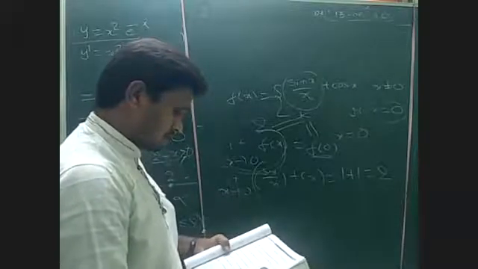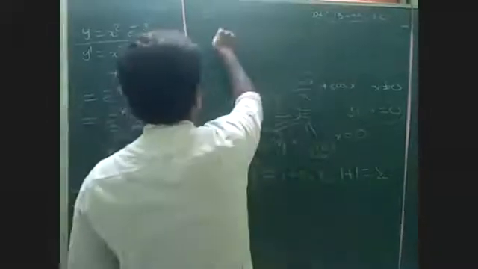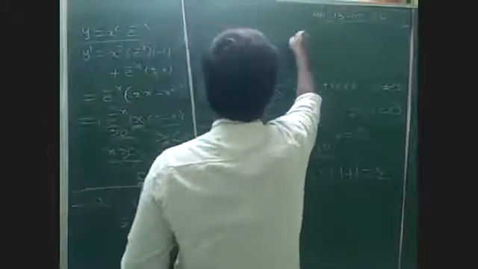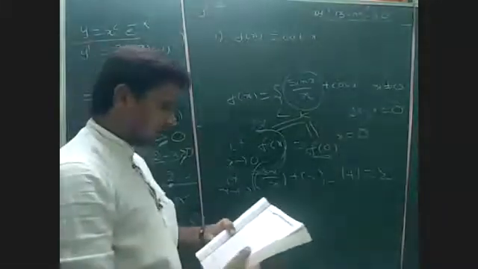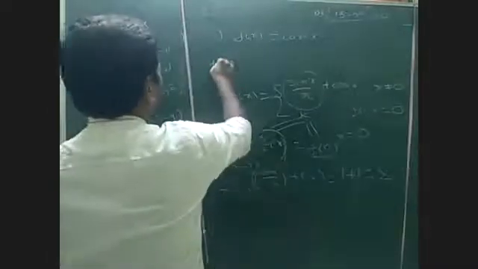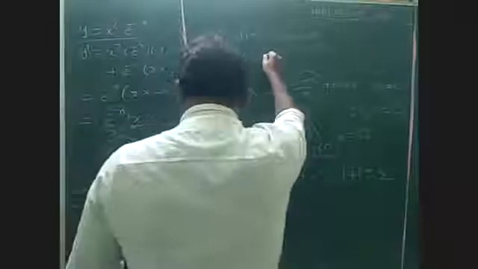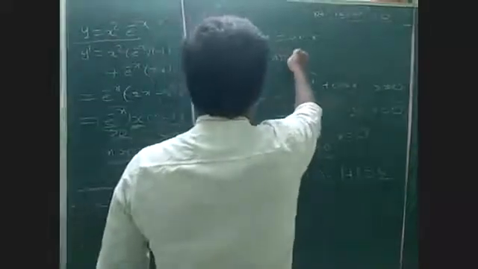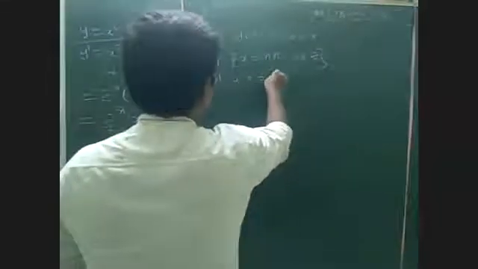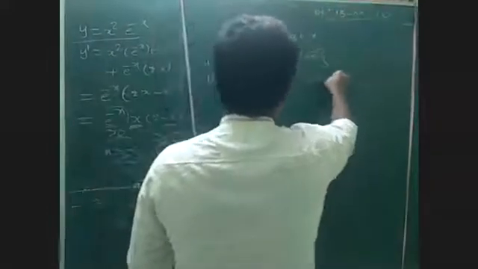The function cot x is discontinuous on the set. Tell me anyone. First option: x is equal to n pi, n belongs to Z. Second option, B option: x is equal to 2n pi, n belongs to Z.